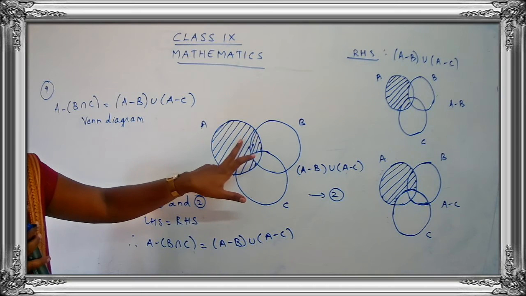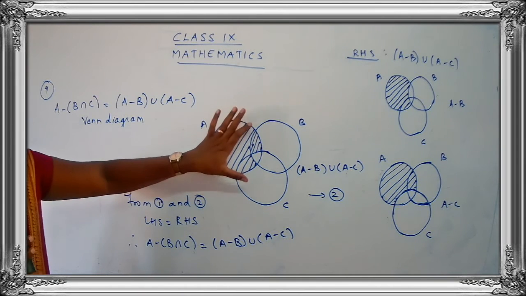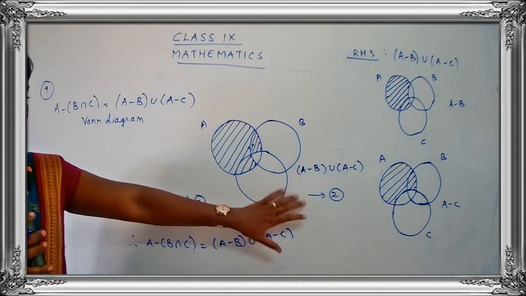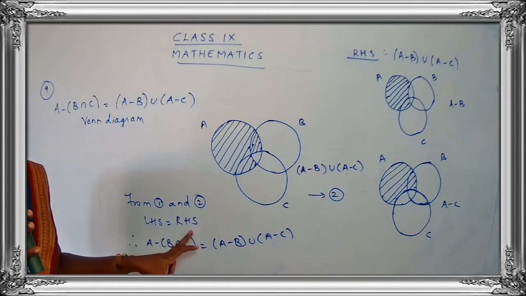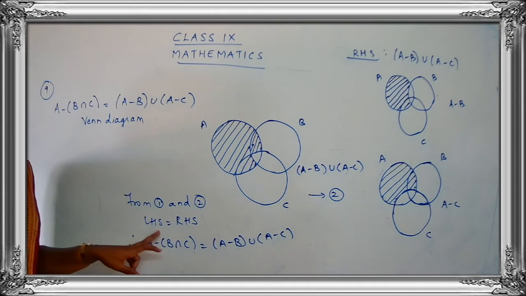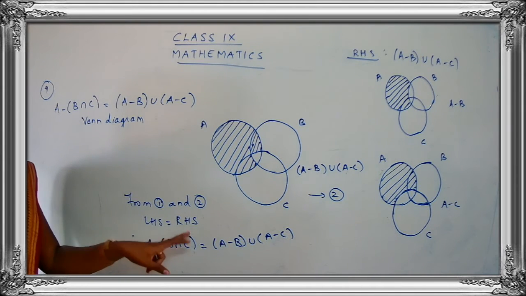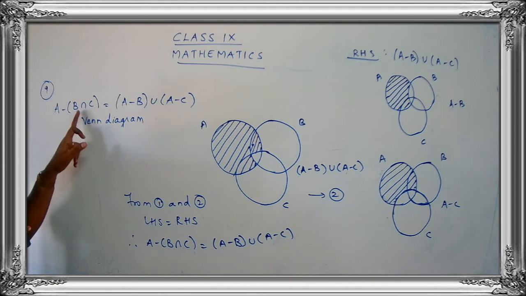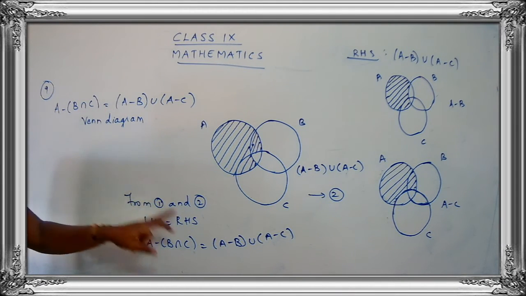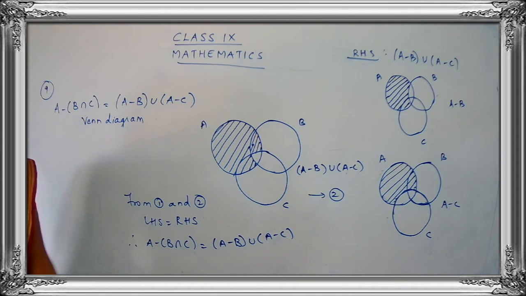Figure number 1, we just got the same type of figure, right, children? Yeah, we got the same figure. So the second one also. So from 1 and 2, what can you say? LHS is equal to RHS. Left hand side is equal to right hand side. What is the LHS part? A minus B intersection C is equal to A minus B union A minus C.